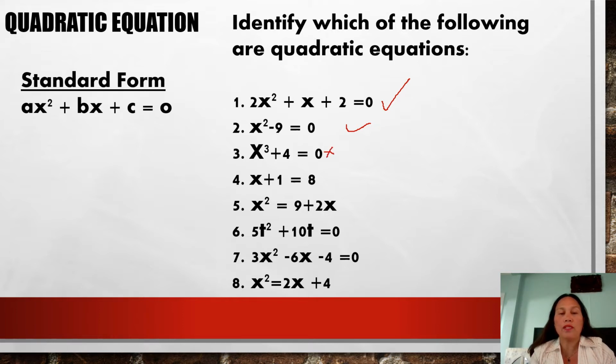Number 4, the exponent of x is 1. That's not quadratic also. Here, x squared is equal to 9 plus 2x. The highest exponent here is 2, therefore this is a quadratic equation. In number 6, this is only one variable. Letter t is the variable and the exponent of t is 2, therefore this is a quadratic equation. Same as number 7 and number 8. Okay, so that's how you're going to identify if the given equations are quadratic or not.